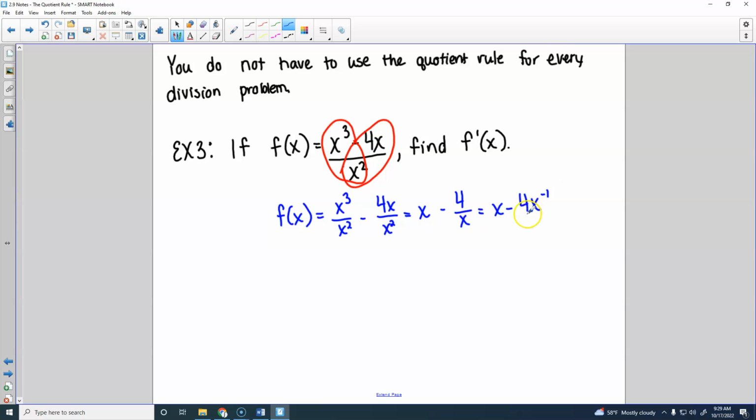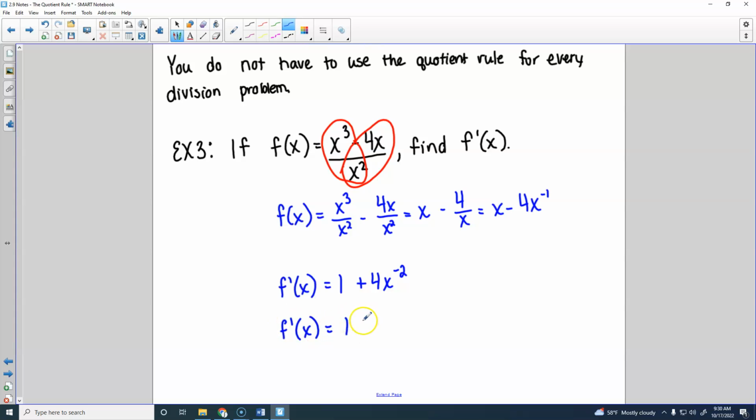So this is still f of x. You have not taken the derivative. What is the derivative of x? It's 1. Here, just use power rule. We get plus 4x to the negative 2.